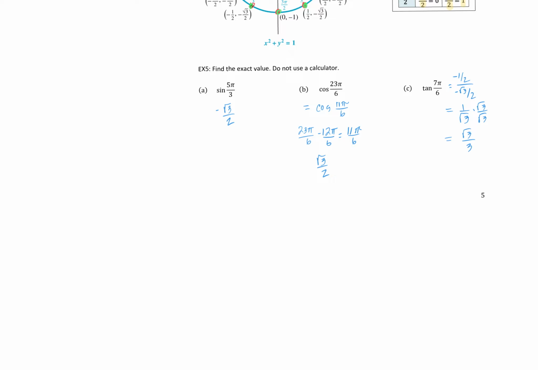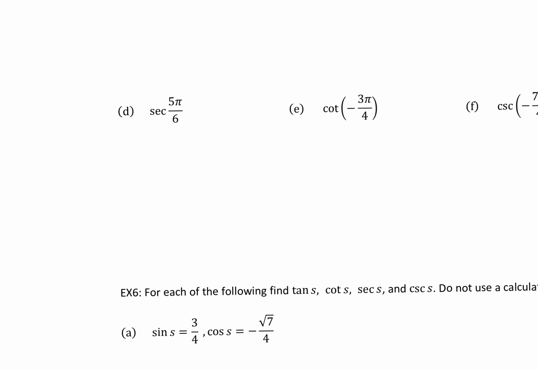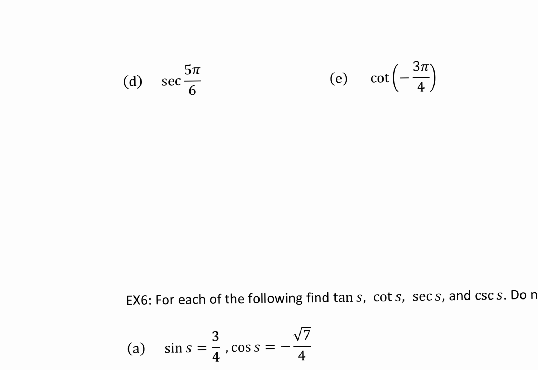Let's try another one. Secant of 5 pi over 6. So secant is the reciprocal of cosine. Another way to look at secant is that it's the value of 1 over x.